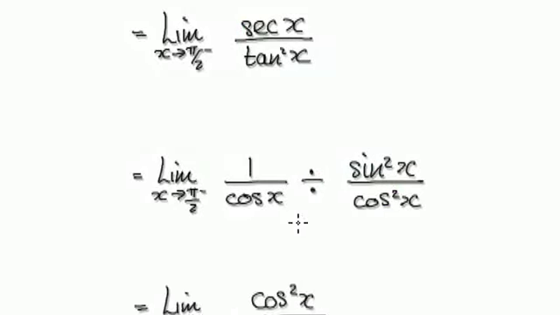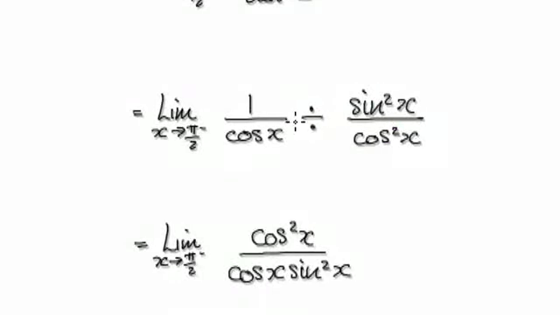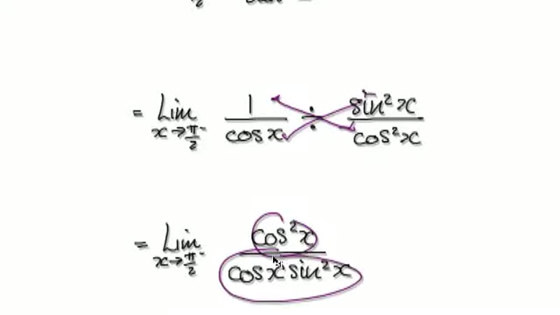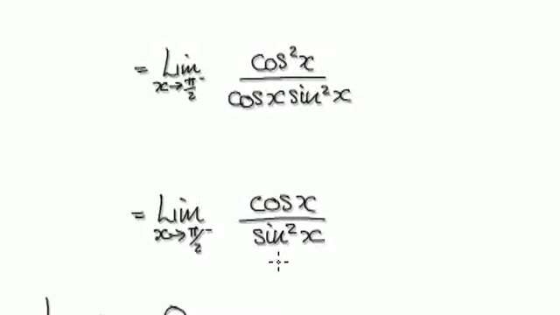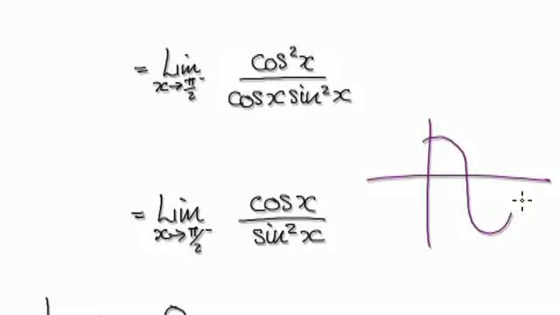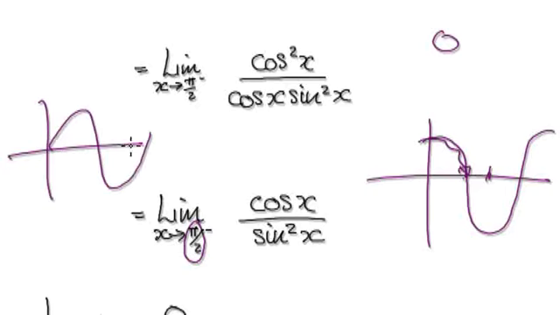So now tidy this thing up. This times this, that will then give you this, and then tidy this up. It cancels out. That will then give you this and this. And then if you look at this, cos looks like this. This is as x tends to pi over 2, cos will head towards 0. And then if you look at sine, it looks like this. This is pi over 2 here.